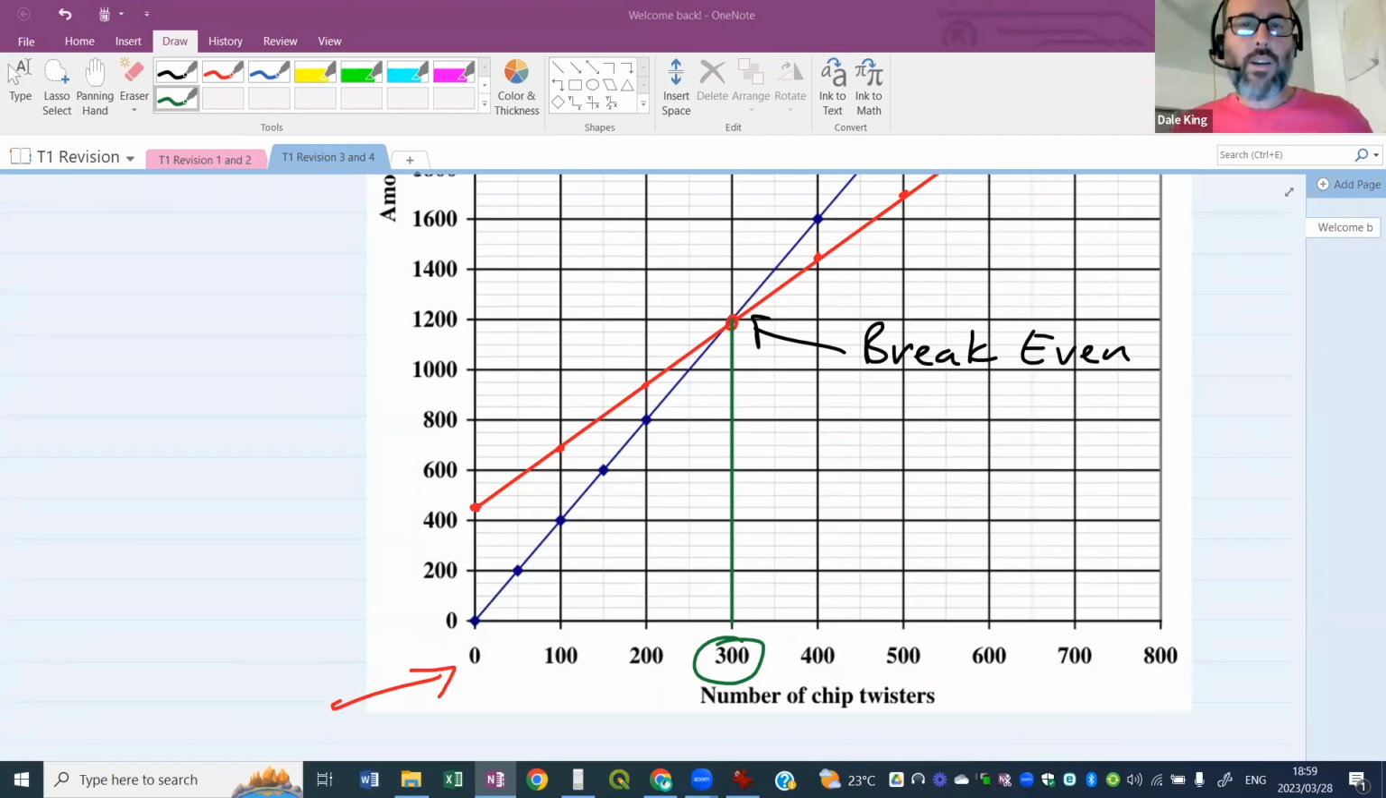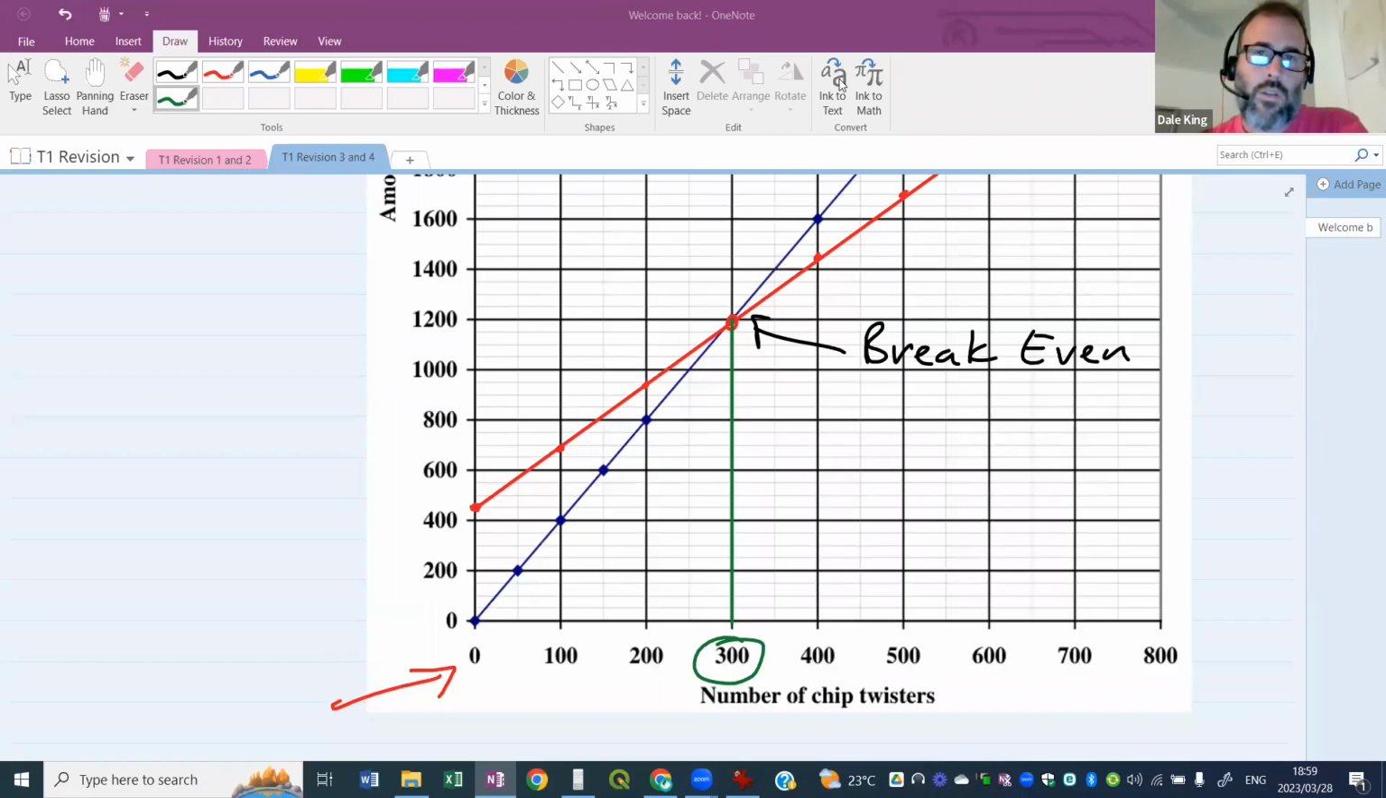What a question. I really enjoyed this question because it shows you that if you want to own a business and you have fixed and variable expenses, you've got to actually make a certain amount of products to break even, to actually start making a profit. But that's a lot of chips.